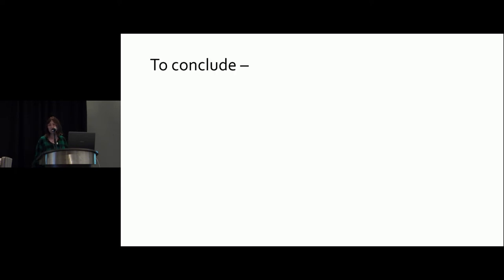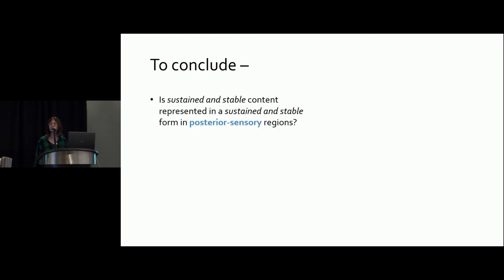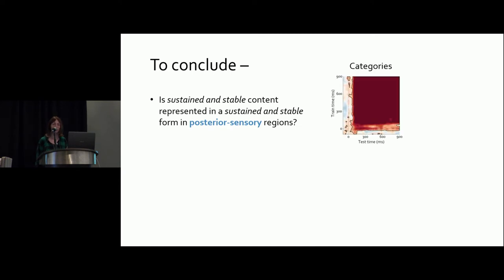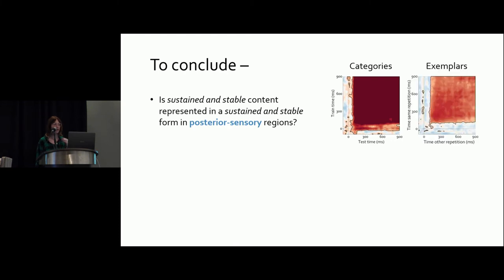So let's go back to our two motivating questions. First, we asked, is sustained and stable content represented in a sustained and stable form in posterior sensory regions? We got excellent evidence for that, both for category information and exemplar information. So this suggests that it is in these regions that underlie our experience of perceptual stability, but it's not done by the activation level per se.